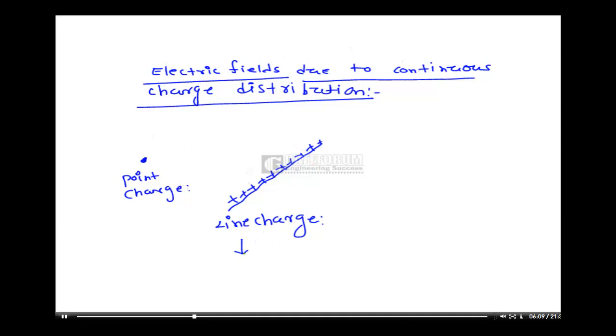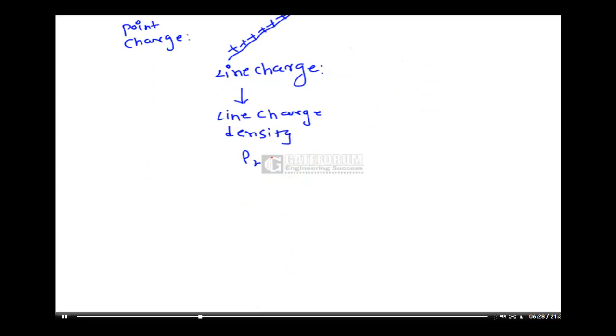The line charge is indicated with line charge density. A point charge is indicated with Q; similarly, line charge is indicated with line charge density, rho l, which has units of Coulomb per meter. Rho l is given by Q by L, where L is the length of the line.